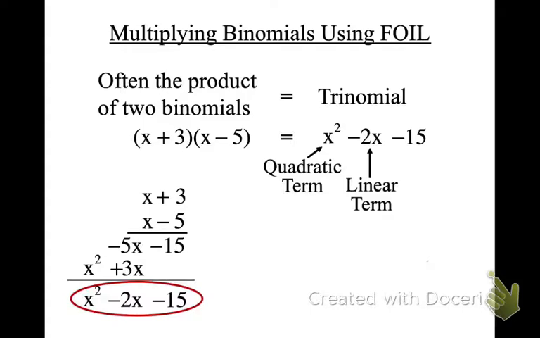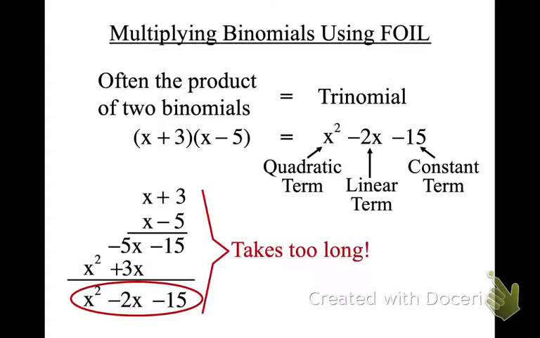And then we have our constant term. The last one. Please make sure you know what these terms are called, because I'm going to refer to them throughout the year, and I'm going to say your linear term is wrong, your constant term is wrong. So the linear term is always to the first power, the quadratic term is to the second power, and the constant term is the number all by itself.